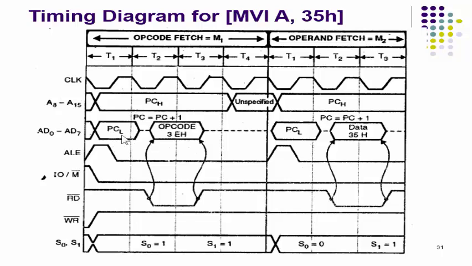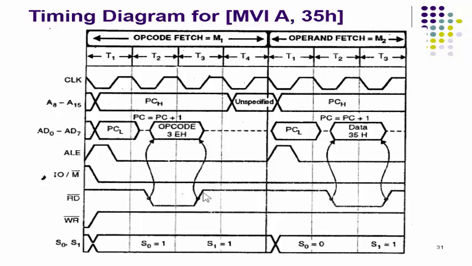The PC higher contents are placed on A8 to A15, and the lower order address available in the program counter gets placed on AD0 to AD7. The short duration ALE pulse goes high in the T1 state to demultiplex AD0 to AD7. IO/M bar is made low. S0 and S1 are both 1, which indicates the opcode fetch machine cycle. In the T2 state, the read bar control signal is made low by the microprocessor to fetch the opcode from the memory, that is 3E hex.